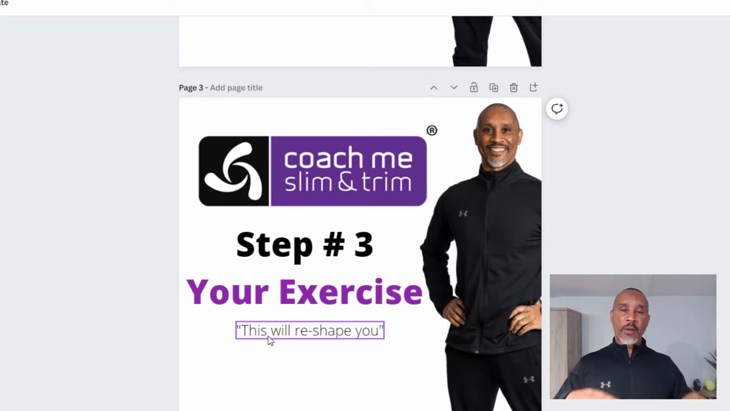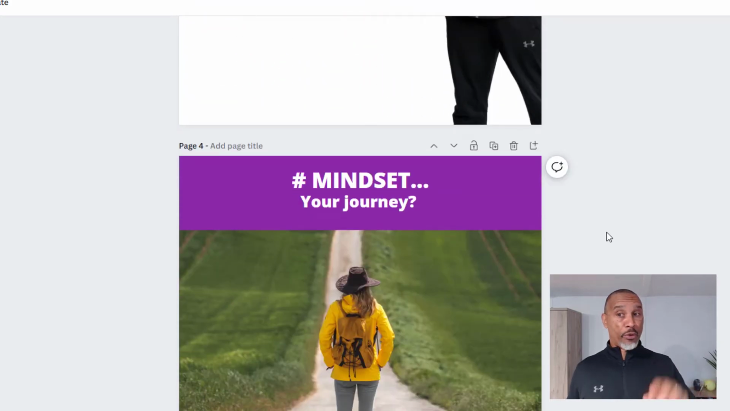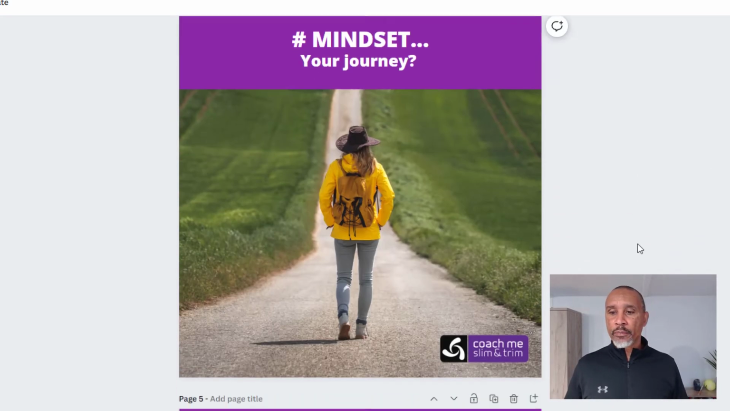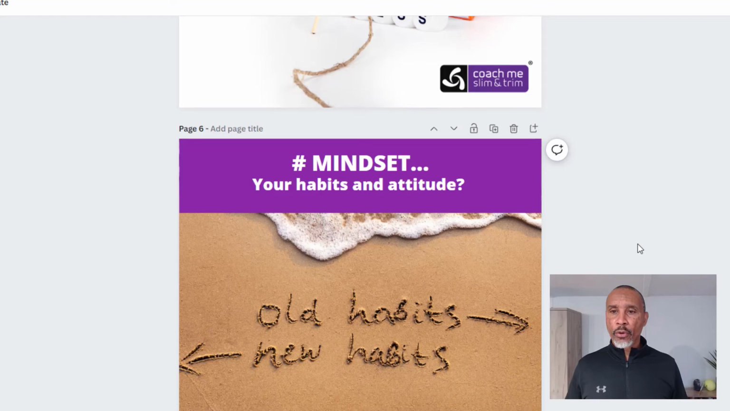I then start to get into a bit more of the weeds when it comes to mindset. So mindset I talk about, and again I broke this down to three areas. Your journey, question mark. So just trying to get people to think about, all right, it's a question he's asking me, what is my journey? And they know that mindset's important. Again, mindset, the traps in your beliefs. What does it mean by beliefs? What are my beliefs? Number three, your habits and attitude. So again, nice little images in there. And again, if you use the paid for Canva, you can get access to all these images. On the free, you can also get access to images as well.